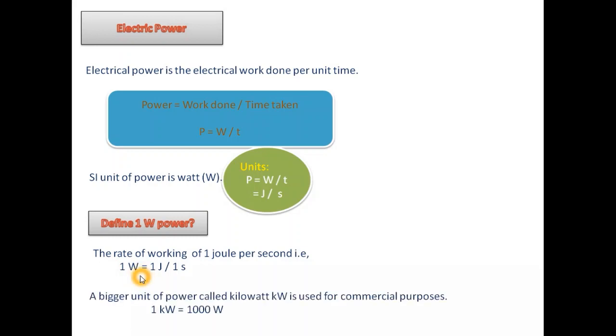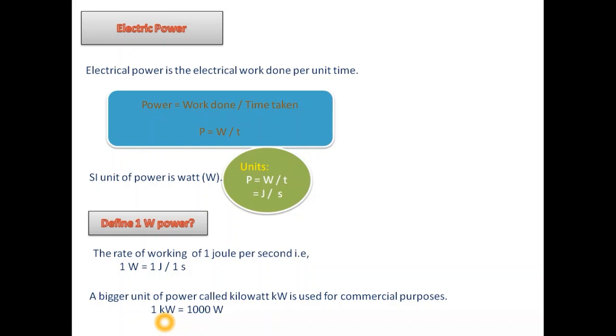Now see, this watt is a smaller unit. So for a bigger unit we use the kilowatt, and this unit is used for commercial purposes. 1 kilowatt is equal to 1000 watts.